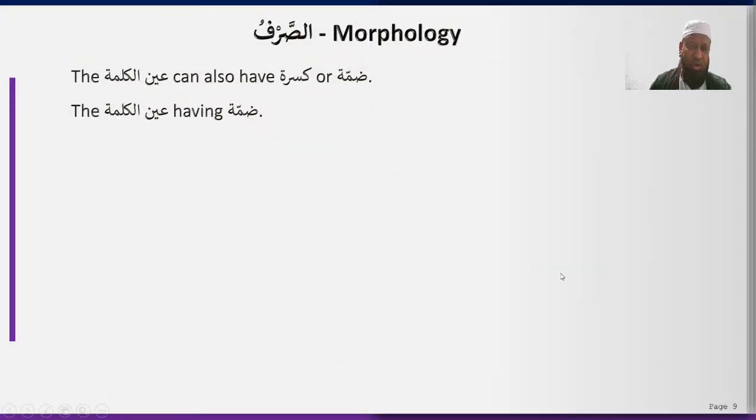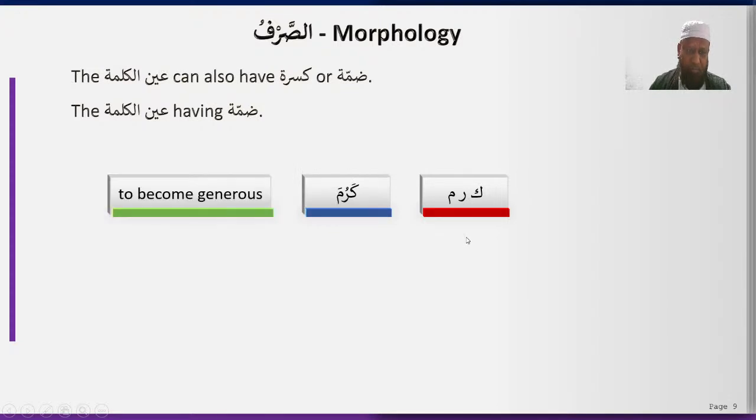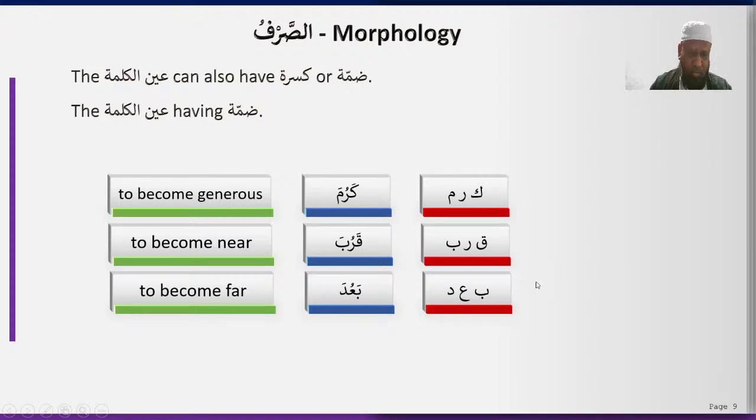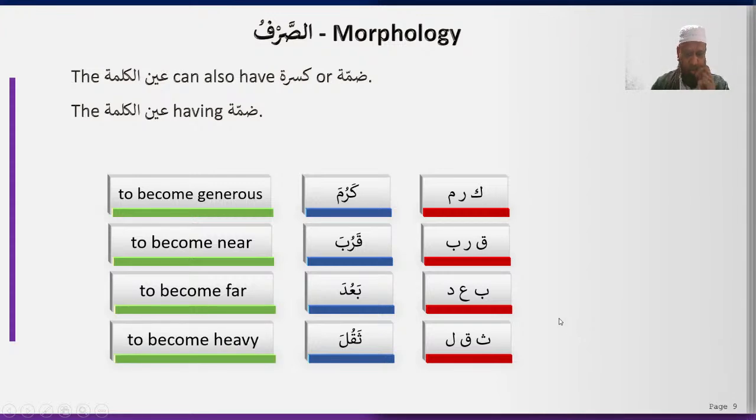Next example, aynul kalima having dhamma. So kaf, ra, mim, the ra is the aynul kalima. Karuma, to become generous. Qaf, ra, ba, ra is the middle letter, qaruba, to become near. Ba, ayn, dal, ayn is the middle letter, aynul kalima having dhamma on it. Ba'uda, to become far. Tha, qaf, lam, the qaf is the middle letter, aynul kalima to have a dhamma. Thaqula, to become heavy.